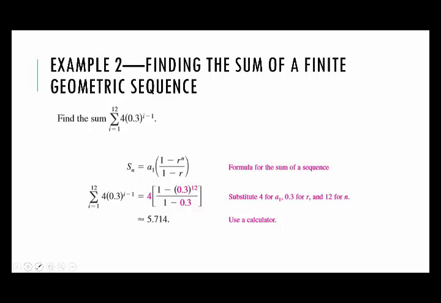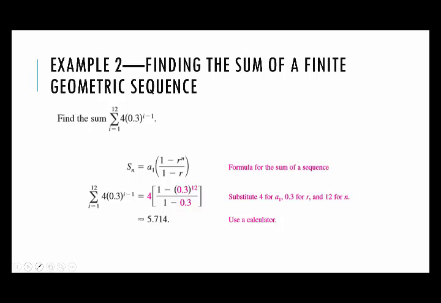So example 2, find the sum of the finite geometric sequence. In this case, I have 4 times 0.3 raised to the i minus 1 power. So the formula for the sum of the sequence is the first term times 1 minus the ratio to the nth power, over 1 minus the ratio.